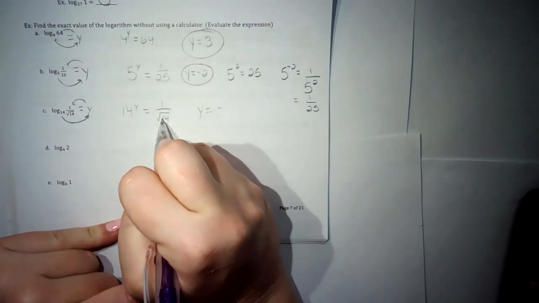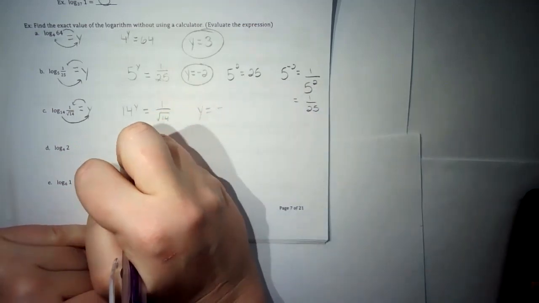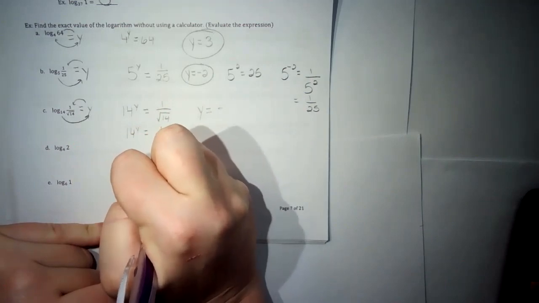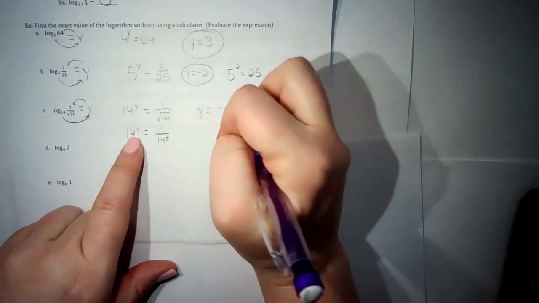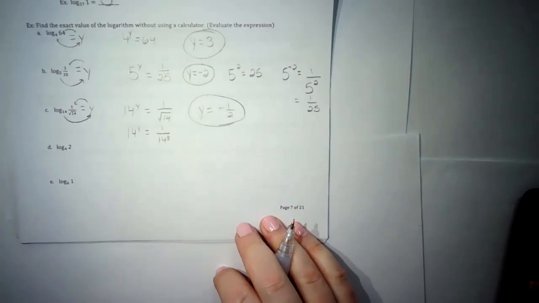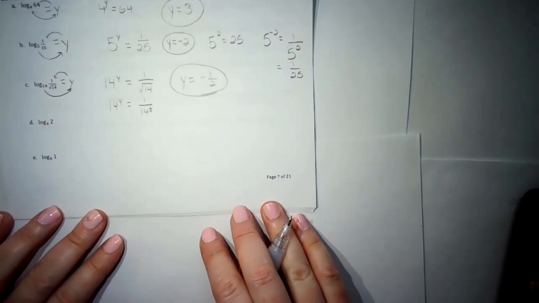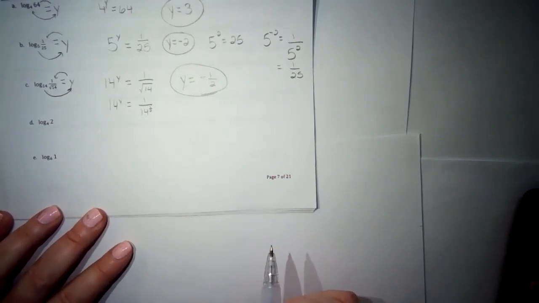Well, what did we say about roots? What should we be doing with the root? Changing it to a fraction, right? So I could rewrite this as 1 over 14 to the 1/2, right? And then my y is going to be -1/2. That's going to be what puts it into the denominator. Okay. Is everybody okay with that? You know it's going to be negative. Change your radical to that fraction.